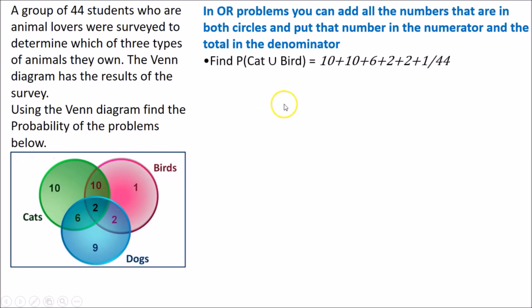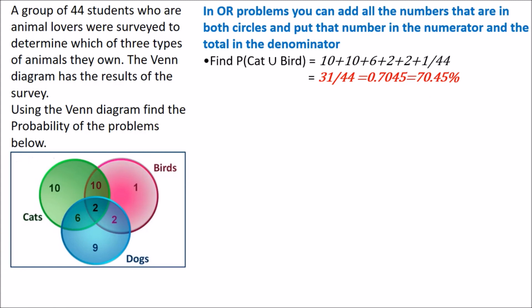So what does that mean we're going to do? We're going to do our 10 plus our 10 plus our 6 plus our 2 plus our 2 plus our 1. When we do that, we're going to put that over 44. So when we do that, we get 31. 10 plus 10 is 20, plus another 10 is 30, plus 1 is 31. And then when we divide 31 by 44, we get 0.7045, which is 70.45%.